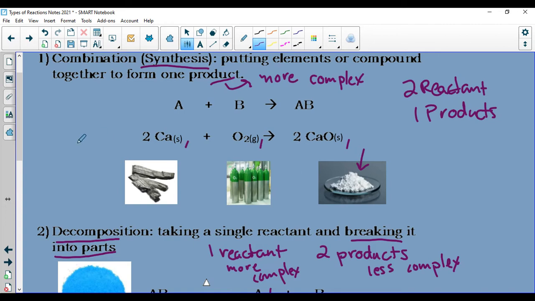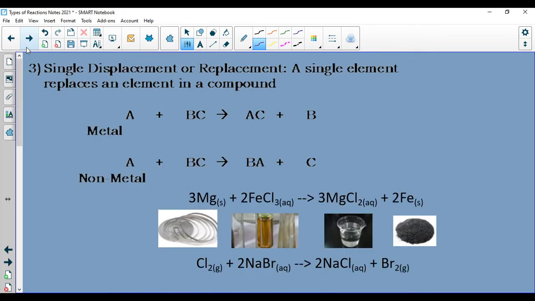So for these reactants and products, we're really looking at the number of reactants and products and what state of matter they are. Single displacement or replacement, you can see it used both ways, is going to be a replacement or a trading for the pattern.